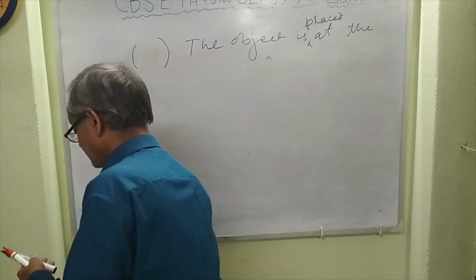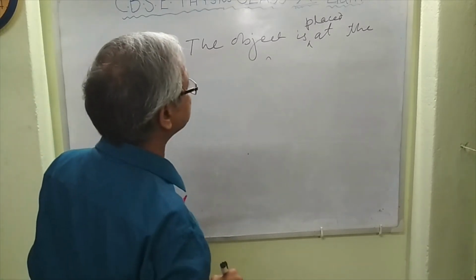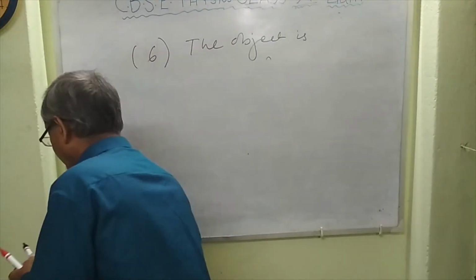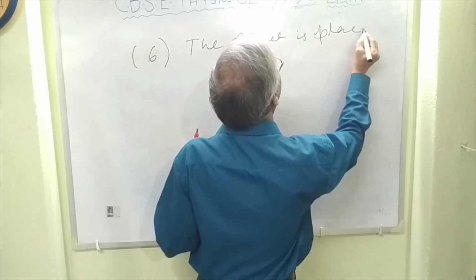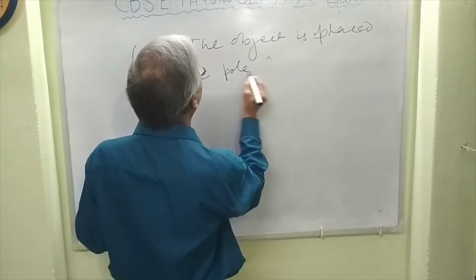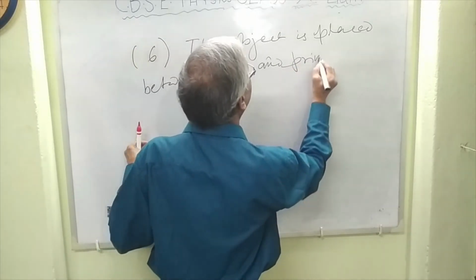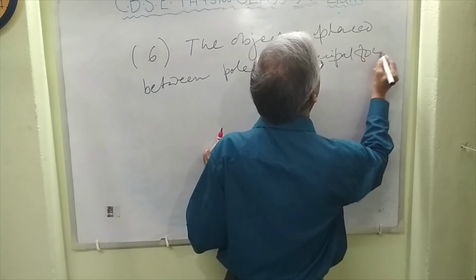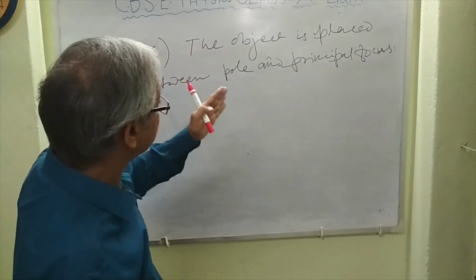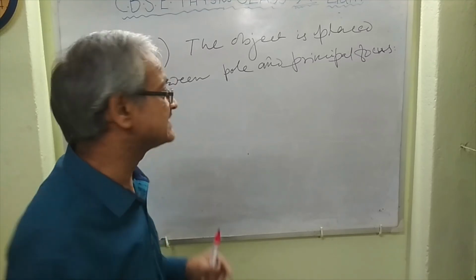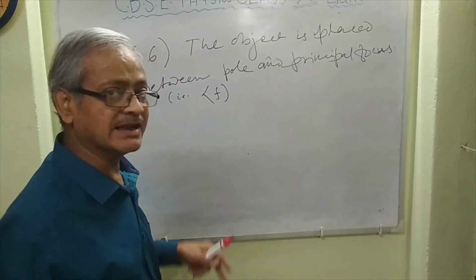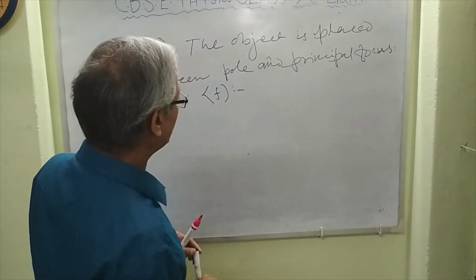Now, we see the 6th point, the last point here. The object is placed between the pole and principal focus, that is, less than the focal length. That is less than f. F is denoted for the focal length.